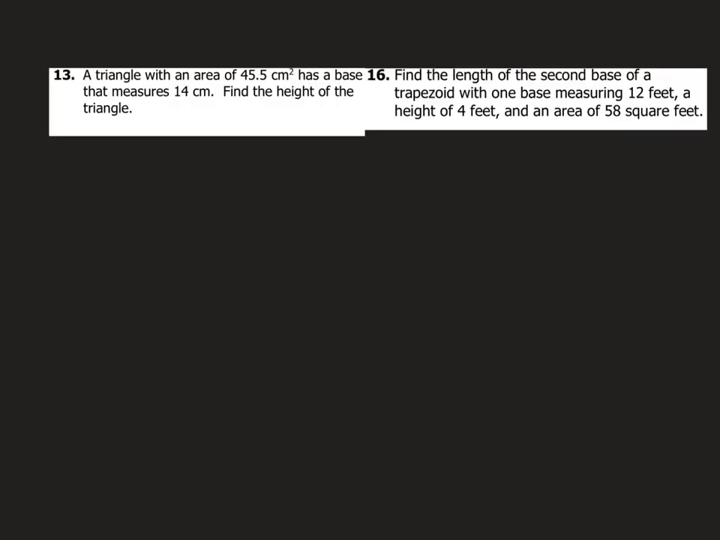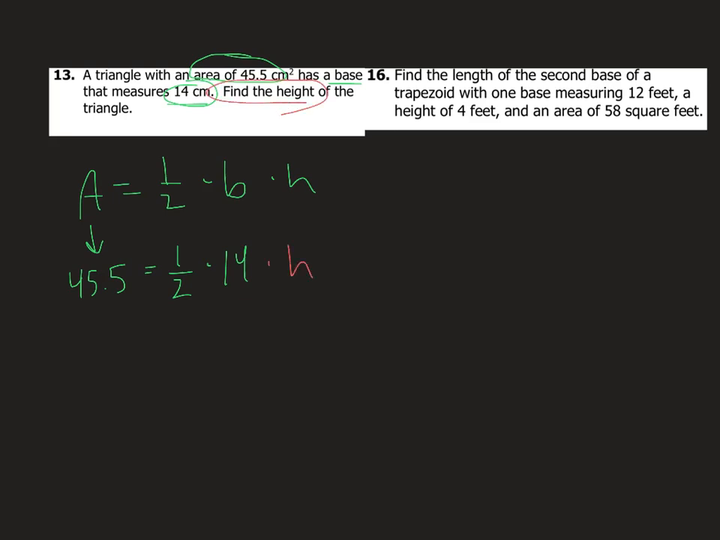Next, a little application. Let's see. A triangle with an area of 45.5 centimeters has a base that measures 14 centimeters long. So what do we got? We got area equals 1/2 times base times height, right? So I just want to get in all the pertinent pieces. Now what? Same thing as before. Substitute what I know. I know that the area is 45.5. So 45.5 is equal to 1/2. And it said it had a base that measures 14 centimeters. And it says to find the height. So I guess that's what I'm missing.